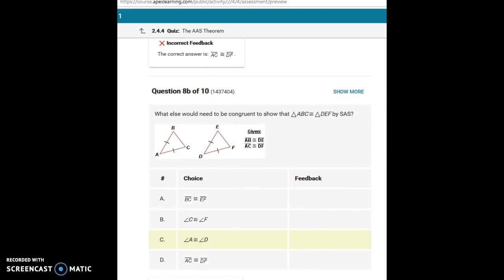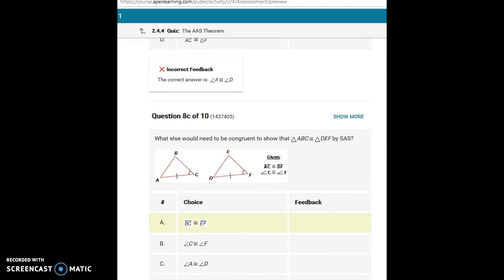Okay, what do they give us here? Here they give us two sides. Here's the side, A and B, AB, DE. AB and DE, they give us two sides. AC and DF, they give us two sides. Side, angle, side. So we have to find the angle. What is the angle in between these two sides? It's A and D. That's the angle that's in between the two sides. Side, angle, side.